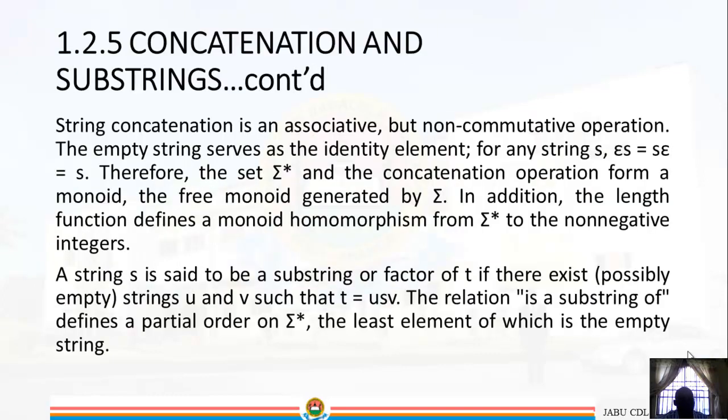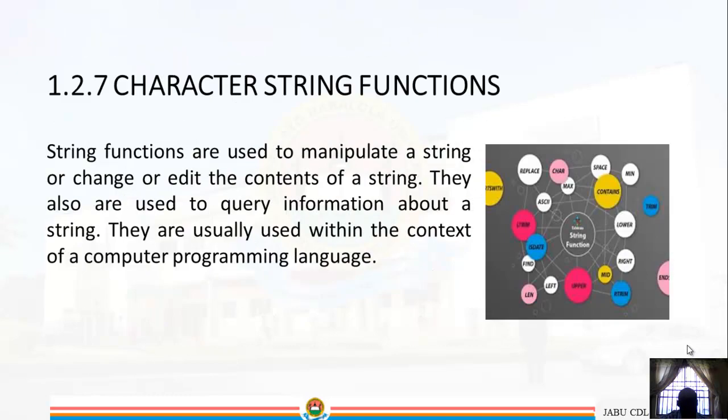Also, we have what we call a substring. A string S is said to be a substring or factor of T if there exist possibly empty strings U and V such that T is equal to USV. The relation is a substring defines a partial order on E star, the least element of which is the empty string.